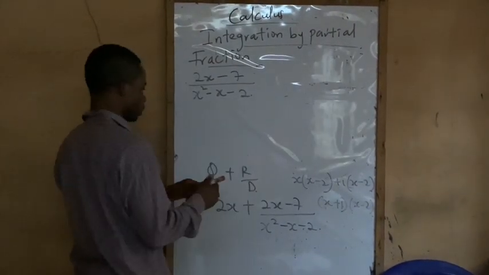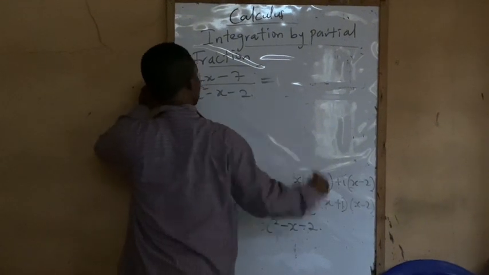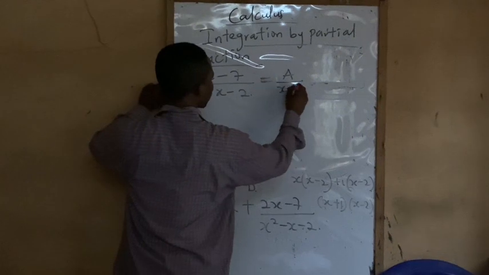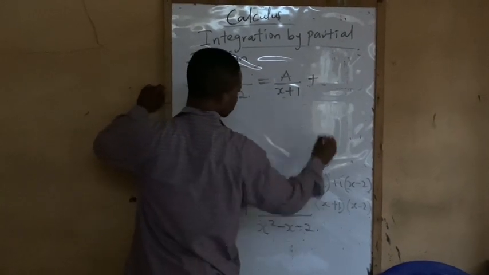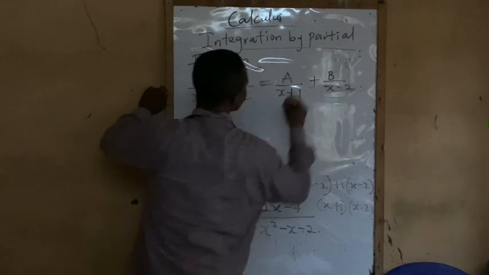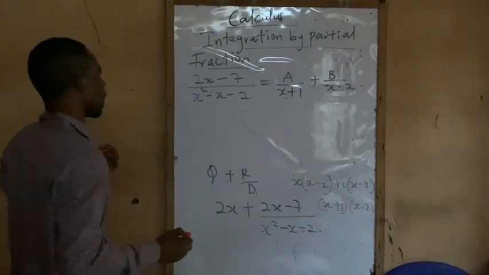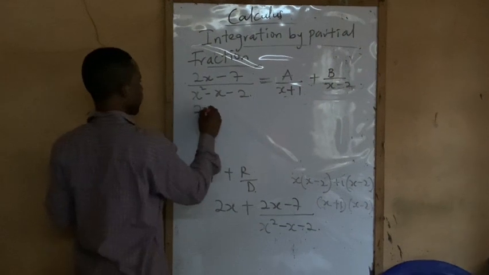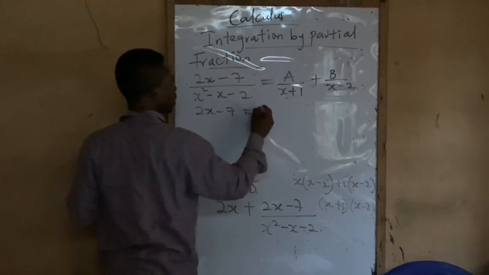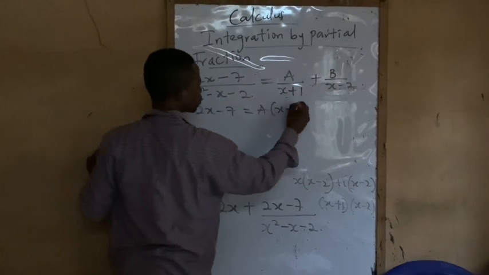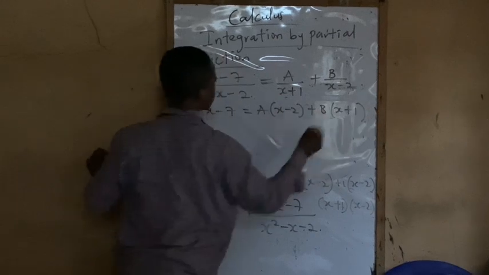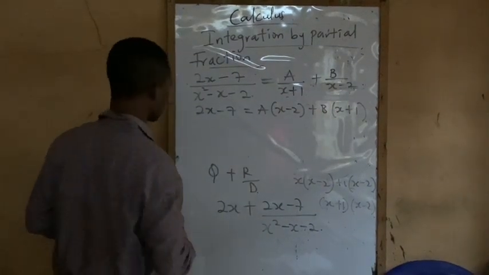So definitely we are going to write it out equals a all over x plus 1 plus b all over x minus 2. So we follow our way of doing it. 2x minus 7 equals, you understand the first examples, a into x minus 2 plus b into bracket x plus 1. We are trying to get a and b.